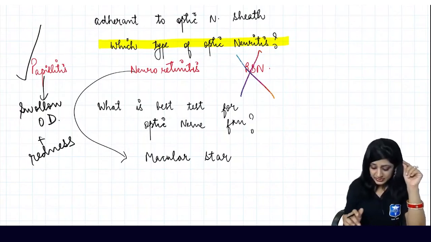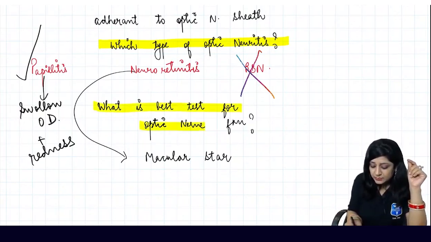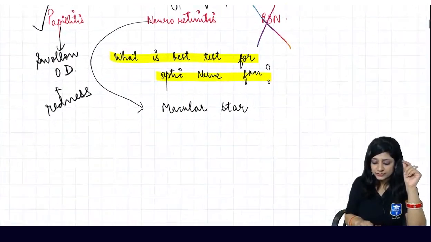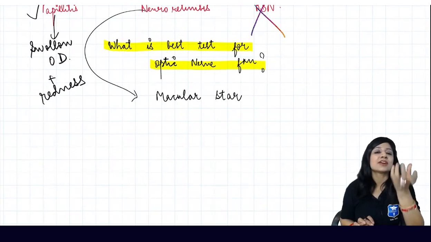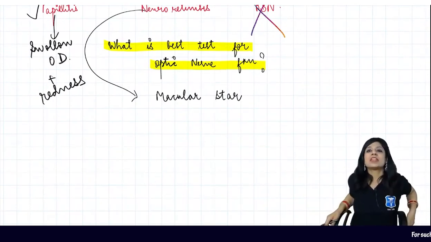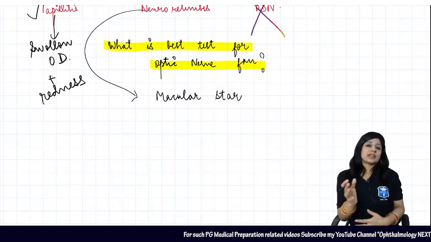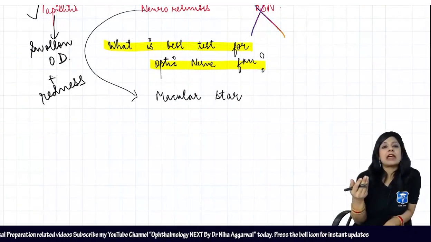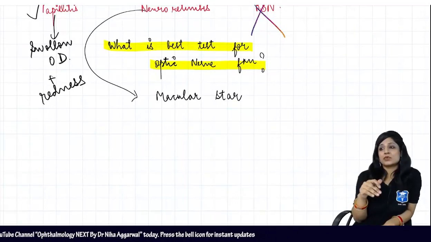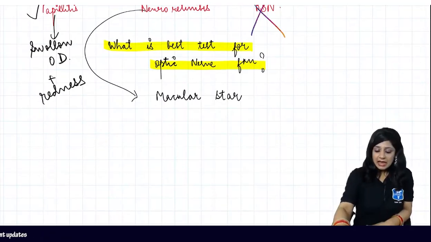This is papillitis. Another question is, what is the best test for the assessment of the optic nerve function? What do you think is the best test if you want to assess the function of the optic nerve? One thing is very sure, that this is a case of optic neuritis. So I will have to see the function, because we are also having the RAPD. You will have to assess the earliest indicator of optic nerve disease function.